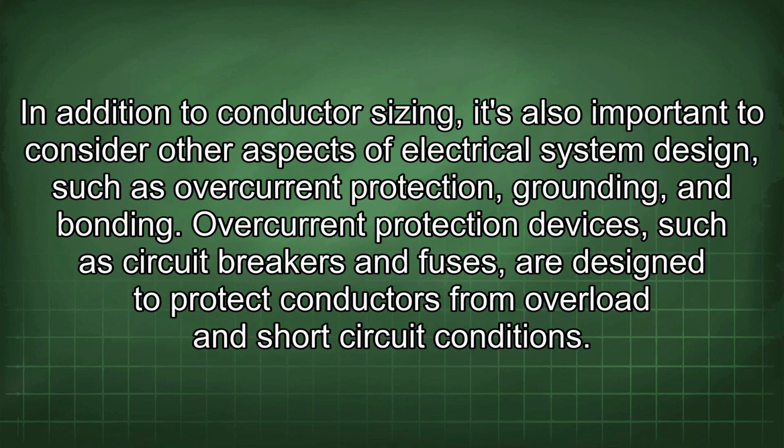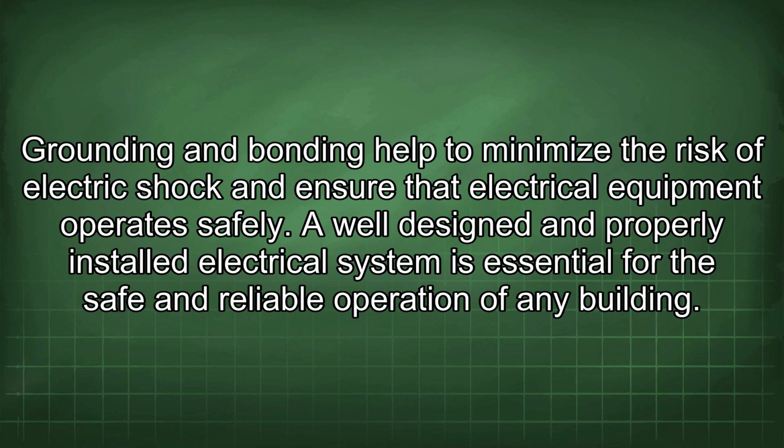In addition to conductor sizing, it's also important to consider other aspects of electrical system design, such as overcurrent protection, grounding, and bonding. Overcurrent protection devices, such as circuit breakers and fuses, are designed to protect conductors from overload and short-circuit conditions. Grounding and bonding help to minimize the risk of electric shock and ensure that electrical equipment operates safely. A well-designed and properly installed electrical system is essential for the safe and reliable operation of any building.